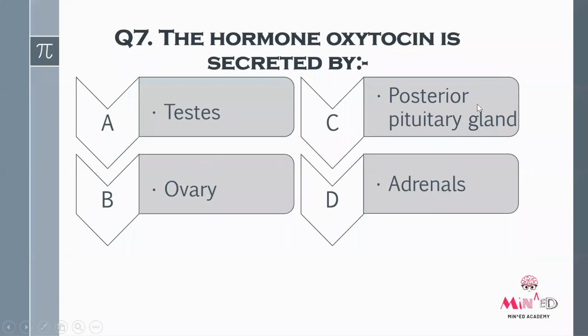Next, we'll go to question number 7. The hormone oxytocin is secreted by A, testis, B, ovary, C, posterior pituitary gland, and D, adrenals.